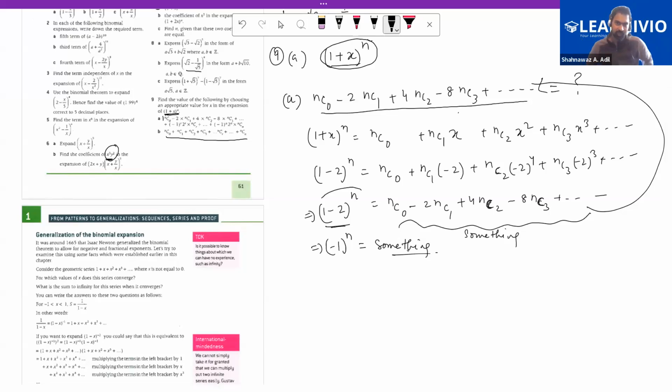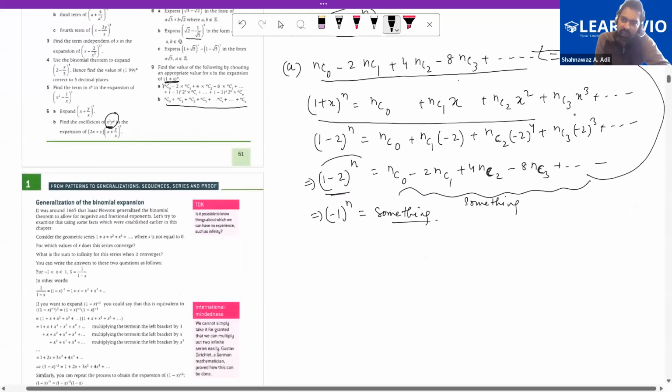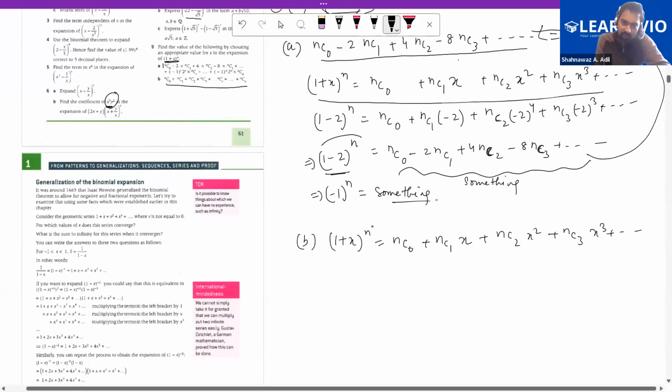Yes. Okay, so we have 4 minutes more, and then we can talk about the next question. It's the same thing. So 1 plus x to the power n is nC0, then nC1 x, nC2 x squared, nC3 x cube, and so on. And the question is this one. So let me write the question. The question is that we have to find out this sum. So you tell me what should be.